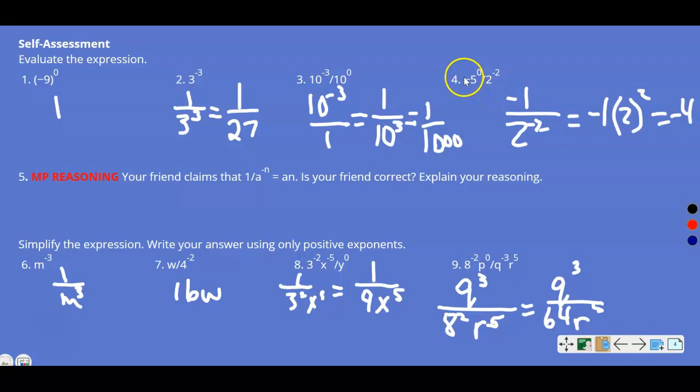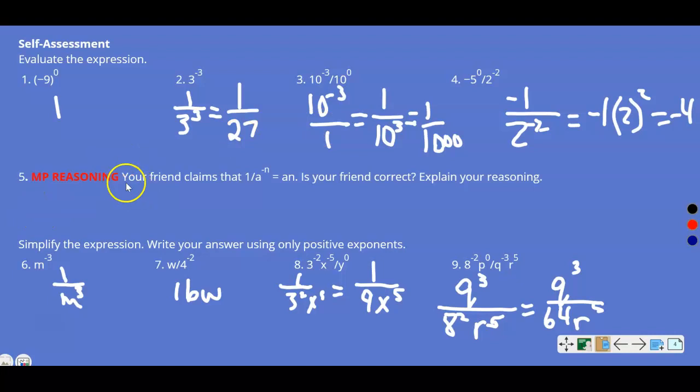This one says negative times 5 to the 0 power. The negative 5 is not in parentheses, so only 5 to the 0 is what you're looking at to evaluate as 1. So the negative comes down. 5 to the 0 is 1, so that's negative 1, over 2 to the negative 2. Then you bring this up. Negative 1 times 2 squared is 4. Negative 1 times 4 is negative 4.